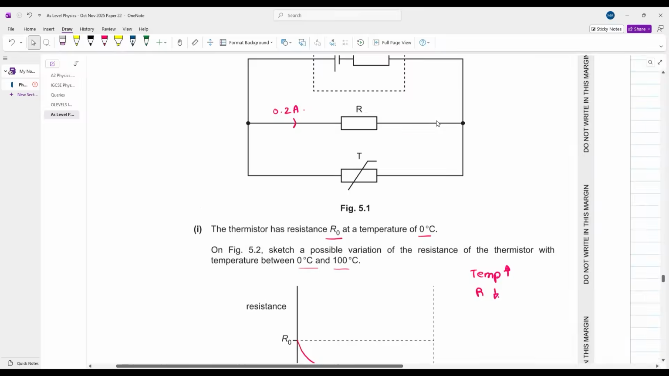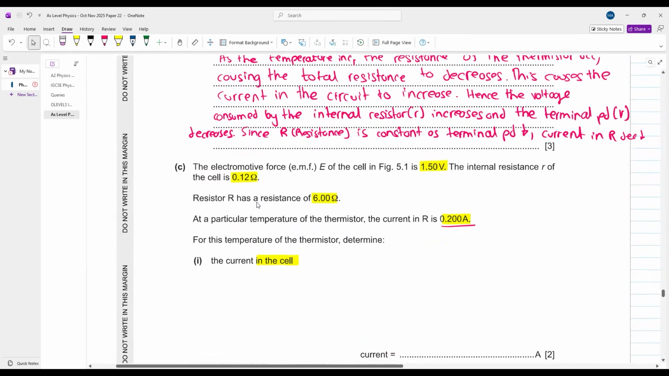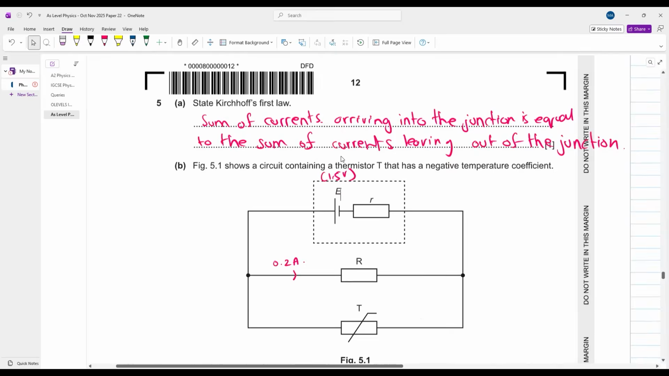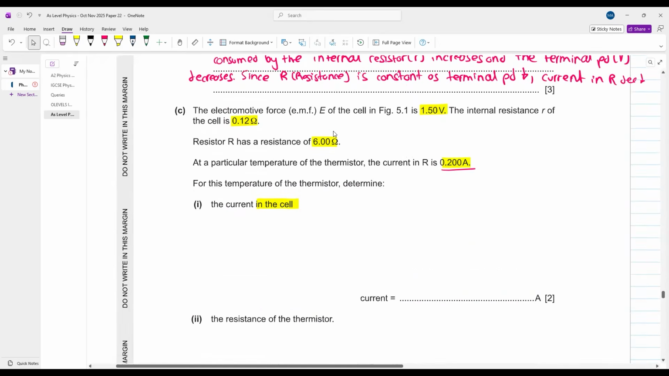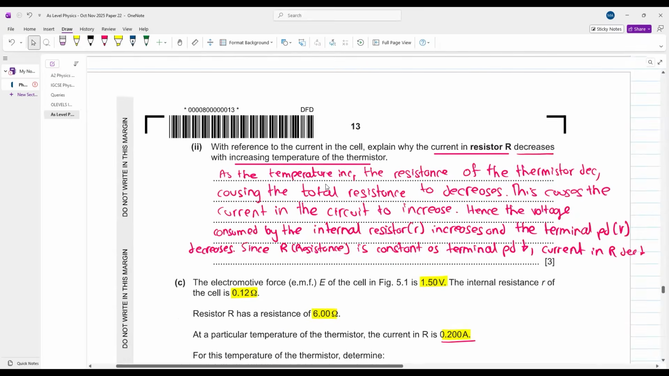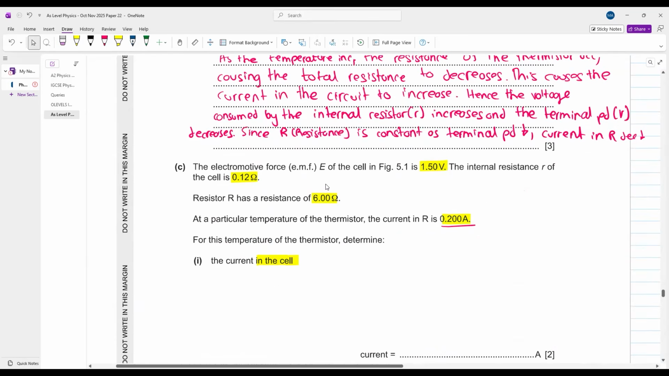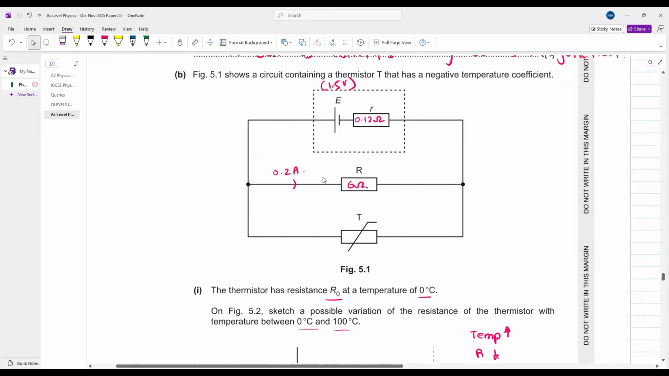The EMF is 1.5. And what else is given? The internal resistance is 0.12 ohm. Okay, internal resistance is 0.12 ohm. Perfect. What else do we have? The resistor R has a resistance of 6 ohm. So what else do we have? No, that's it. So you have to determine the current in the cell. How will you do that? Very, very easy. Let's see.